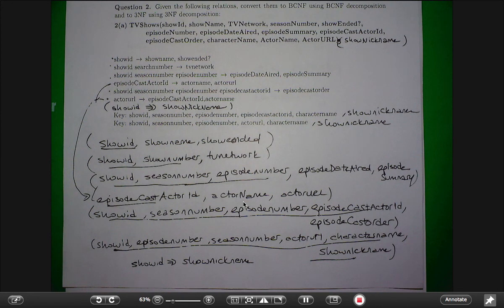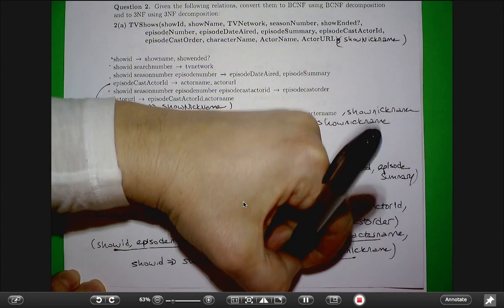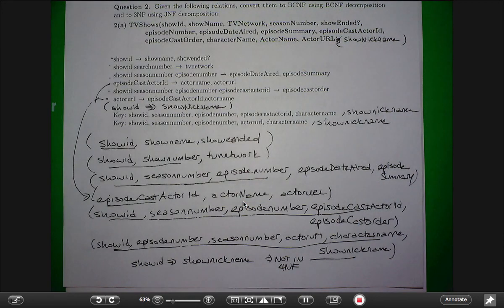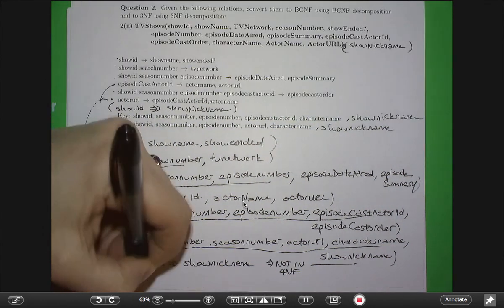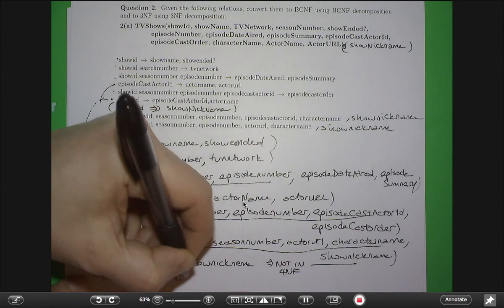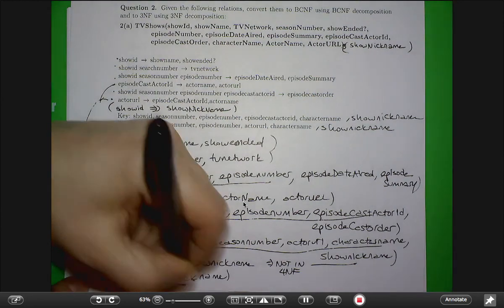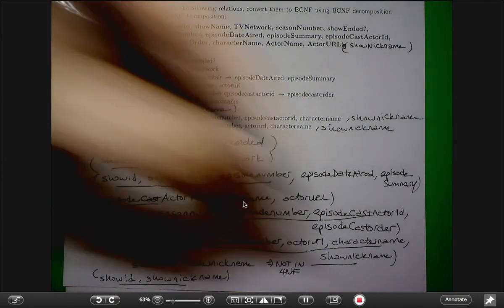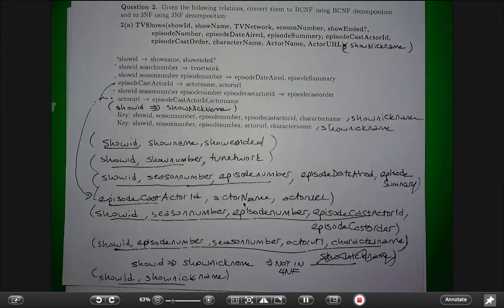So technically, I should take this, not in 4NF, and decompose into two. So one is going to be show ID and show nickname. Like this. And the other one should be everything but that. Okay? So this is now in fourth normal form as well.